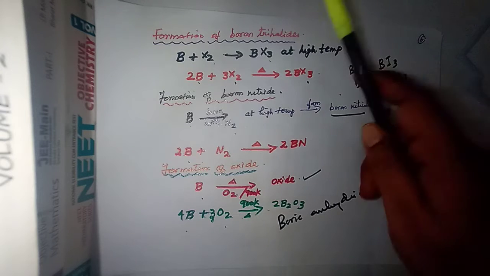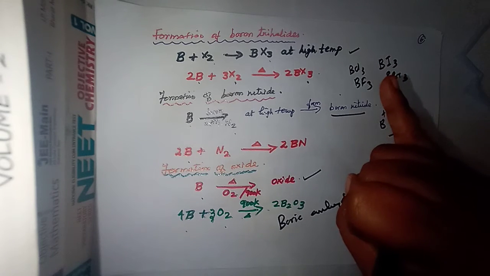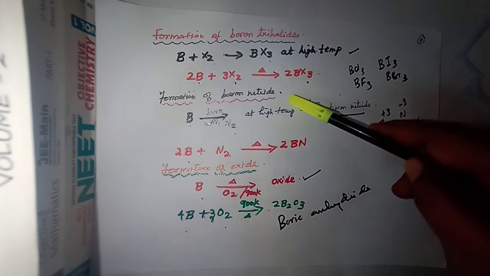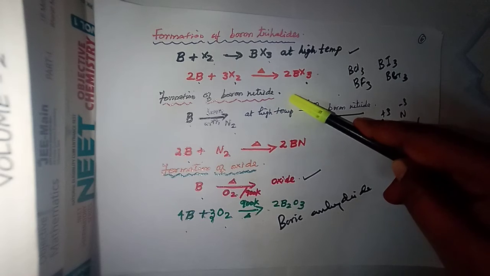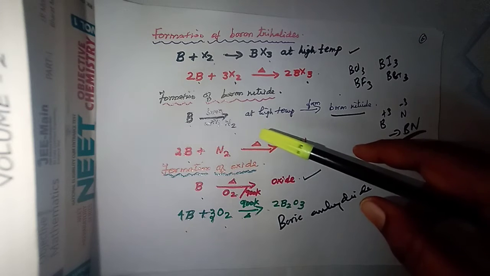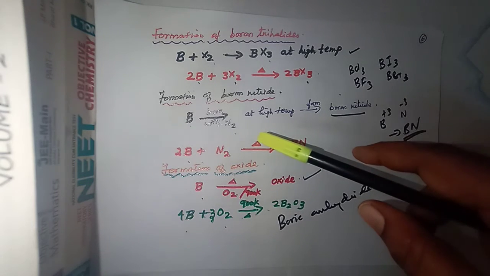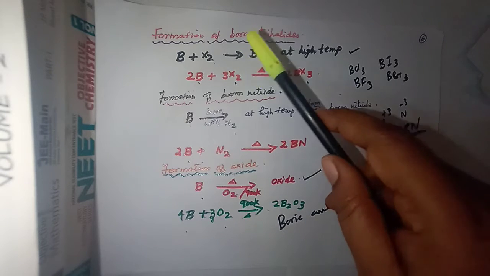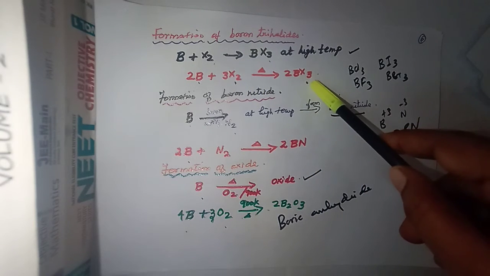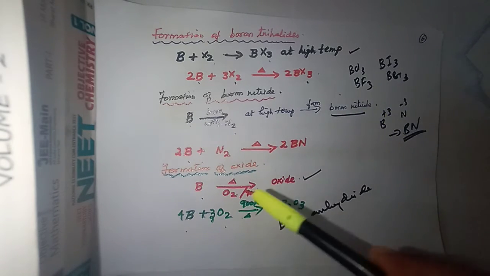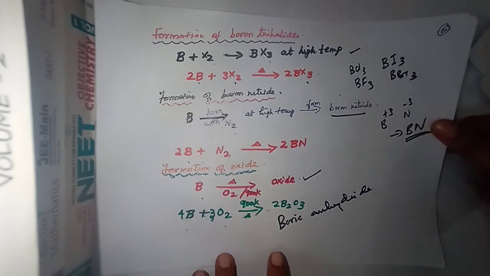So first we saw the formation of hydride. Next is the formation of trihalides. Next is the formation of boron nitride. Next is the formation of boron oxide. First, a compound of boron, BF3, boron trihalide, reacts with sodium hydride and forms diborane. Next, boron reacts with halogen and forms boron trihalides. When boron reacts with nitrogen, it forms boron nitride. When boron reacts with oxygen, it gives boric anhydride.